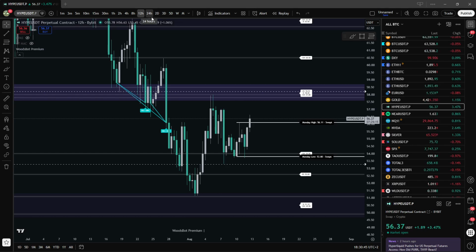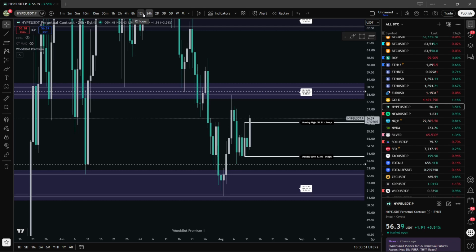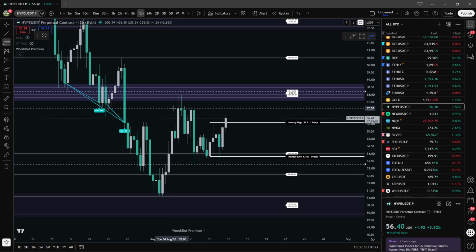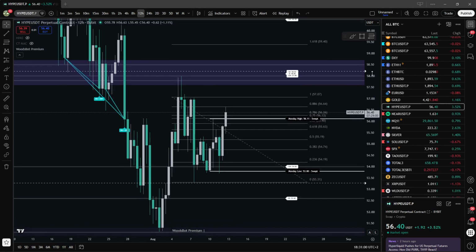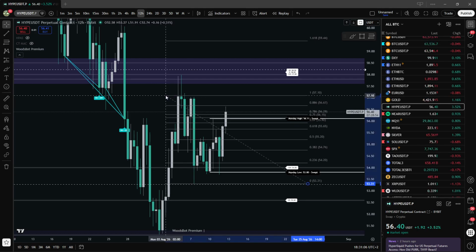And HYPE is really starting to look nice now. But there's still potential for shorts on HYPE. If you look at the 12-hour and you pull your Fibonacci, it's not out of the water just yet.